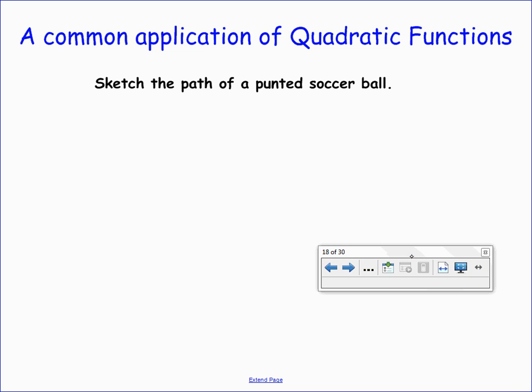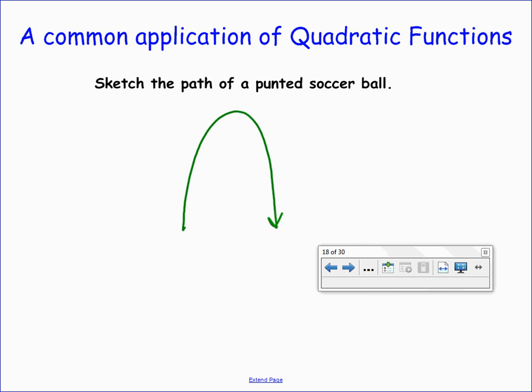All right, so a common application of quadratic functions could include the path of a punted soccer ball. So let's suppose that you punt a soccer ball. Sketch the graph of the path of that punted soccer ball. What would it look like in general? Well, if I were to punt a soccer ball, we've all done it, right? It would look like a parabola, where the ball goes up for a time, slowing down until it reaches its apex, the top of its path, and then it would start coming back towards Earth slowly at first, and then picking up speed until it ultimately hits the ground again. So in general, the path of a punted soccer ball would be, well, a parabola.